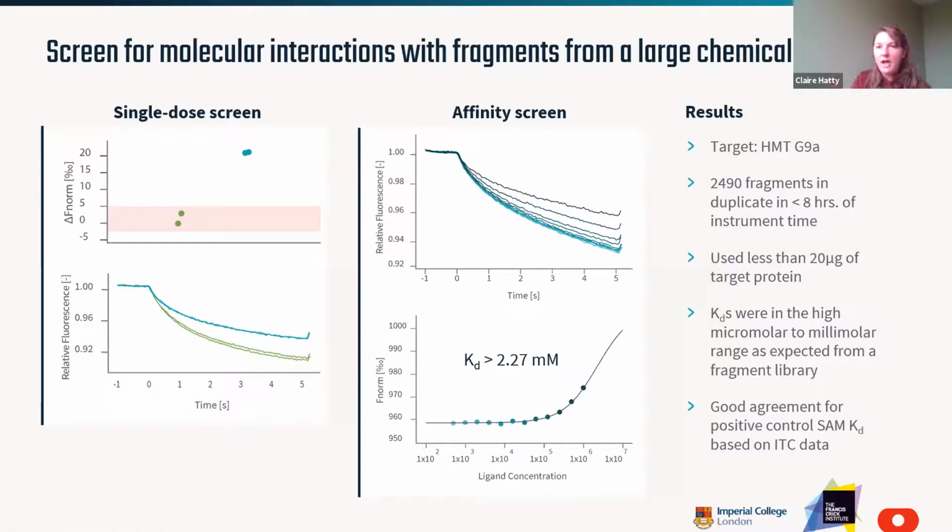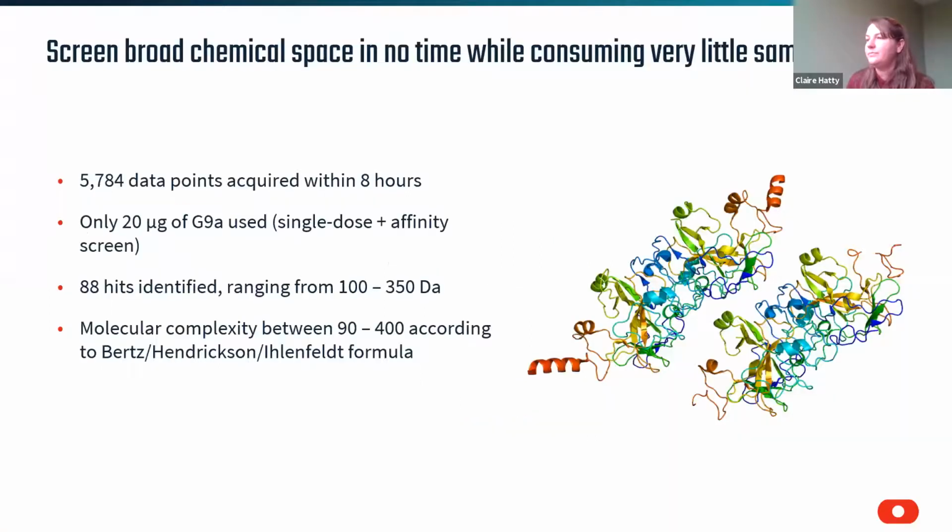That was in the range of high micromolar to millimolar, and that's pretty much what you would expect for a fragment library. Generally, you would expect pretty low affinities at the fragment stage. And we had a good agreement for the positive control ligand KD based on ITC data as well. So the positive control interaction agreed well with ITC. This is summarizing the same thing again: we measured the whole 2,500 compounds in approximately 8 hours using a small amount of sample, covering a broad range of different molecular complexity of the fragments.